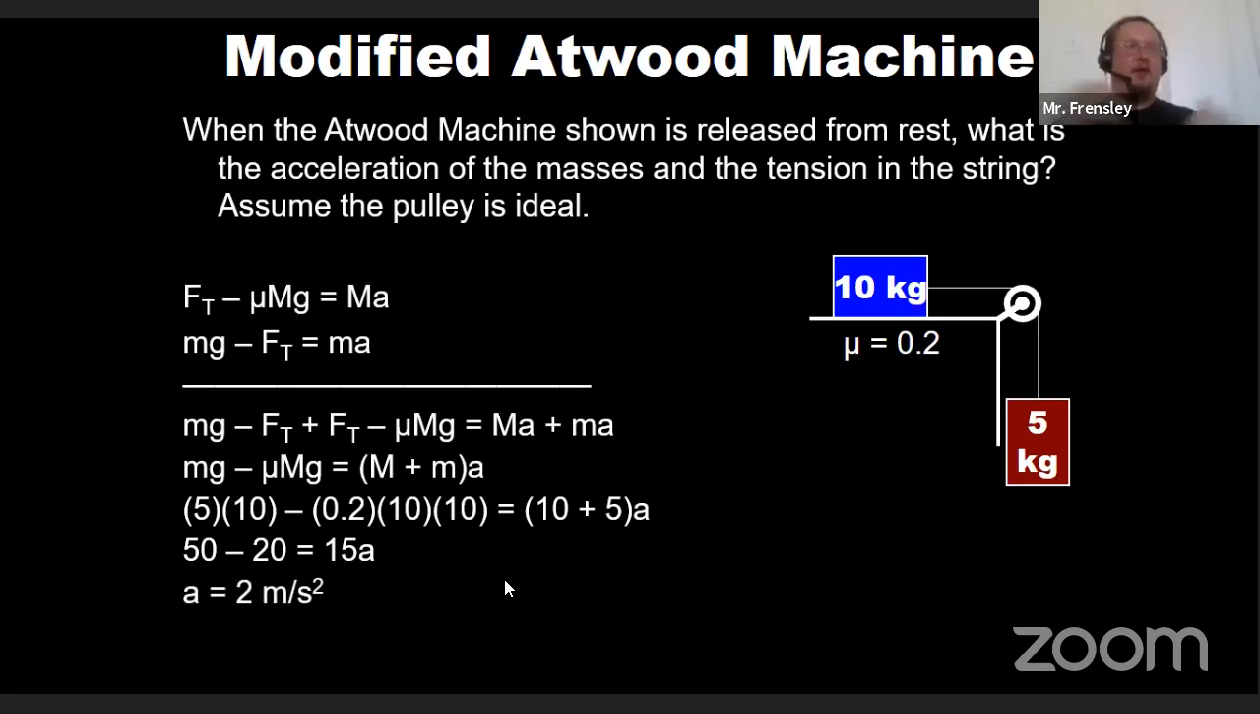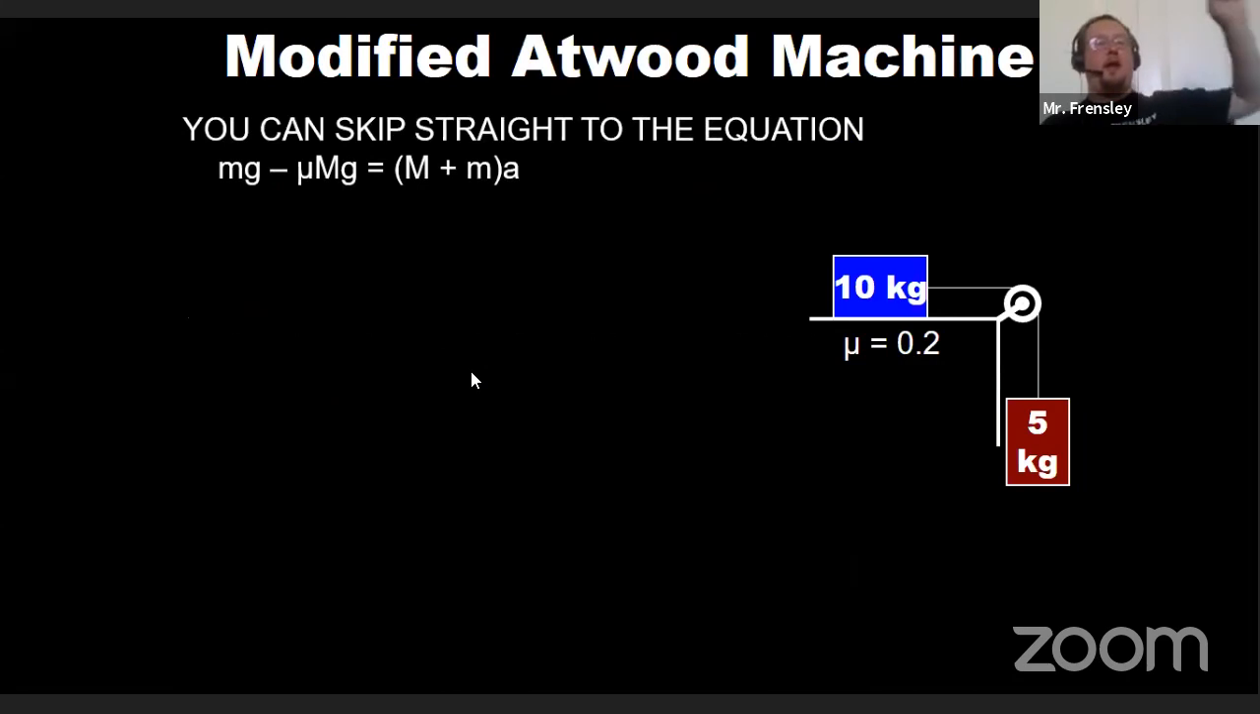So again, you could have done that in your head if you could only get the mg of the 5, and if you could calculate the friction of this in your head, then you could have said, hey, 50 minus 20, the net force is 30, the total mass is 15, right? Okay, so that's how you would skip straight to that equation.